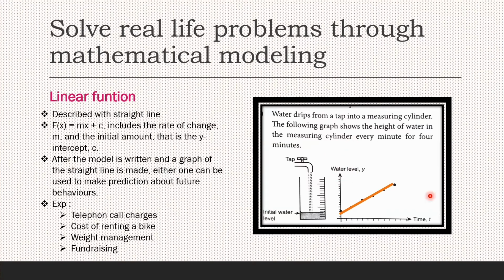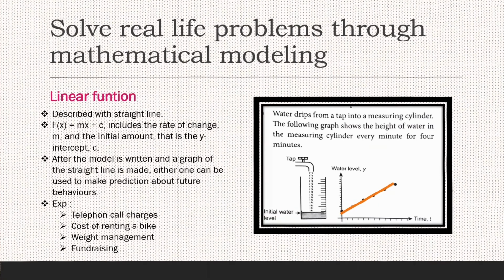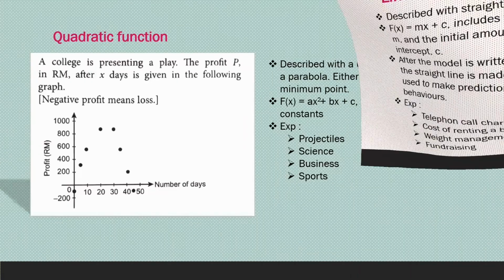Here I already give you the graph. You can see the graph is a straight line, so it means that this graph is using a linear function to draw.